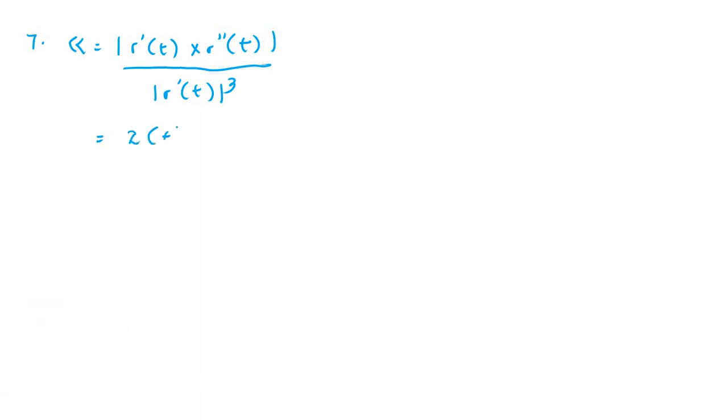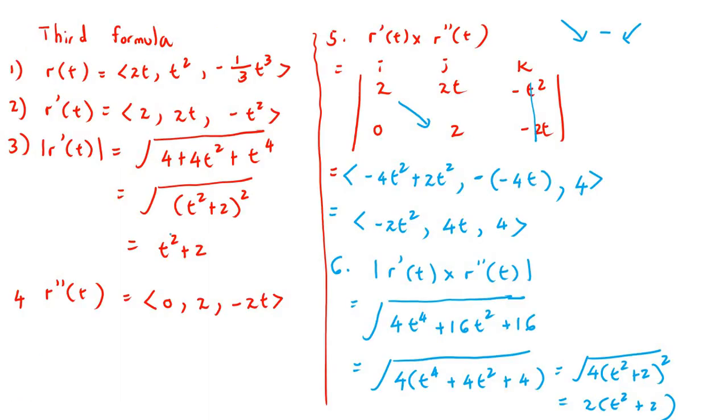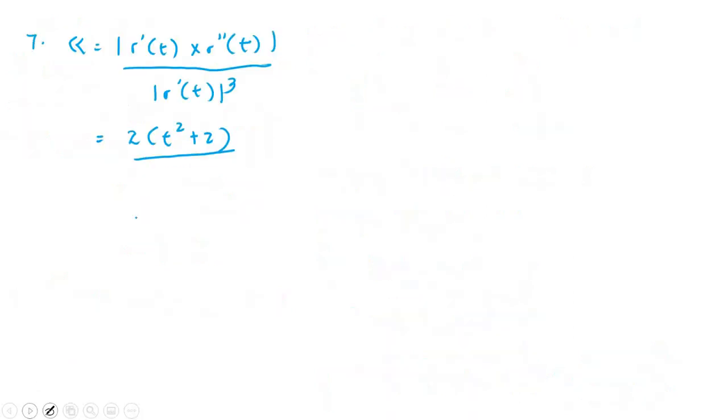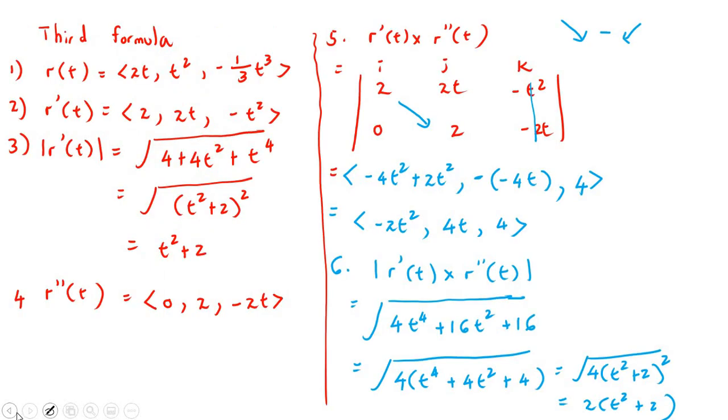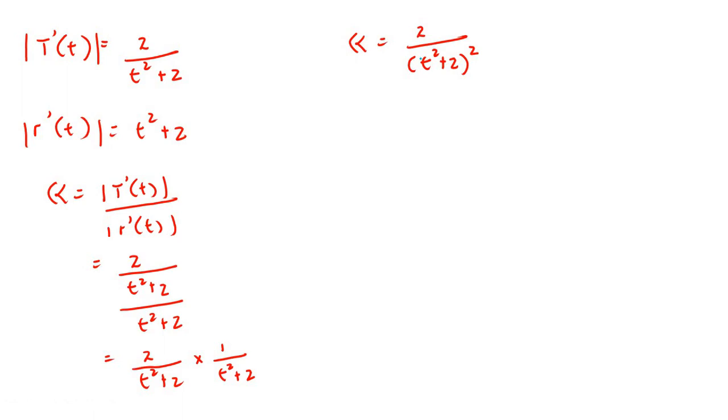2 times t squared plus 2. Magnitude r prime t to the power 3, that is t squared plus 2 to the power 3. So we have 2 over t squared plus 2 to the power 2. Okay, this is using the third formula. 2 over t squared plus 2.